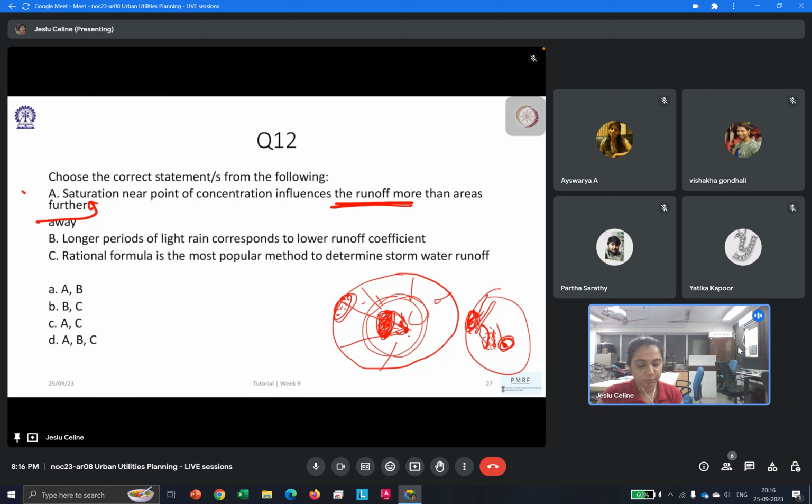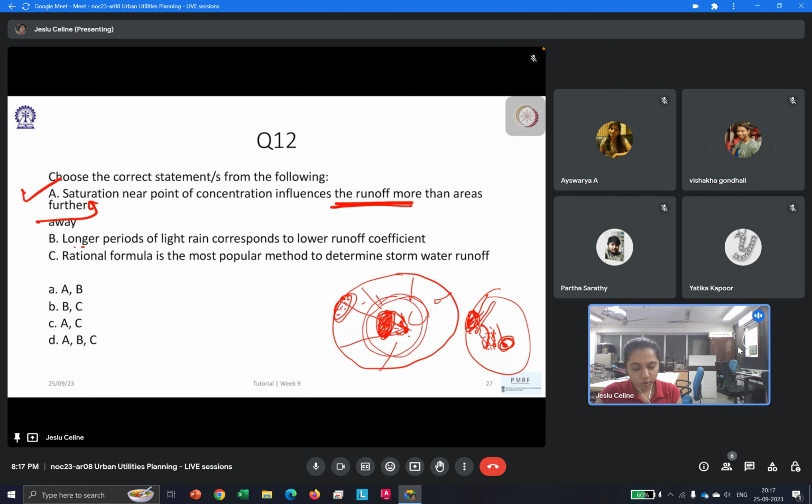Longer periods of light rainfall corresponds to lower runoff concentration. Yeah, it's a correct statement. I think so, because percolation inside the ground while it's flowing, and the evaporation, many factors will affect, and then the runoff coefficient will reduce eventually.